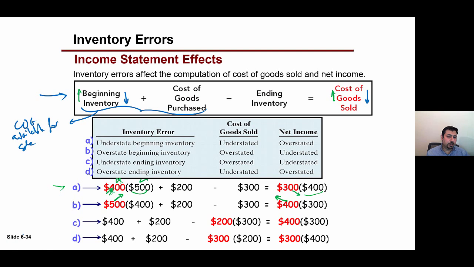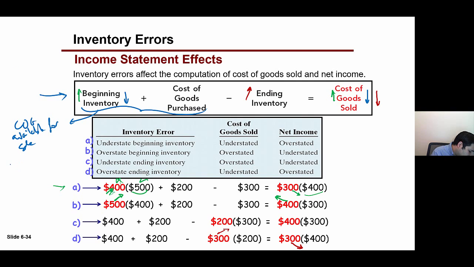We also need to look at the ending inventory. When the ending inventory is overstated, the cost of goods sold will be understated. See here, this is the ending inventory, and when it is overstated, we can see that the cost of goods sold is understated. This makes sense because the two of them are basically competing over the same thing, which is the cost of goods available for sale.